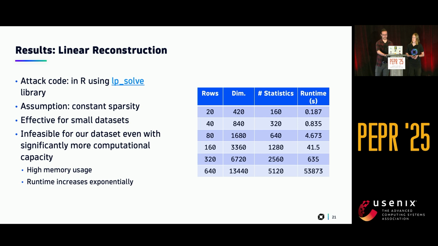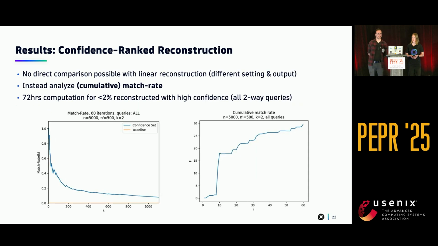So let's have a look at the second attack, the confidence rank reconstruction. For the results, we cannot make a direct comparison because the setting and the result is inherently different. We cannot just measure the time it takes for the reconstruction to be complete because the time is a constraint that we set when we run the reconstruction.